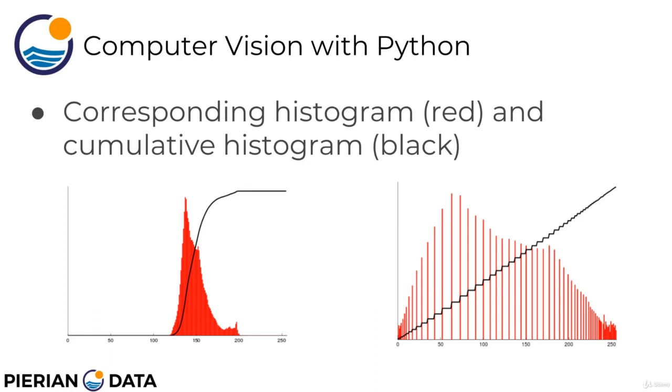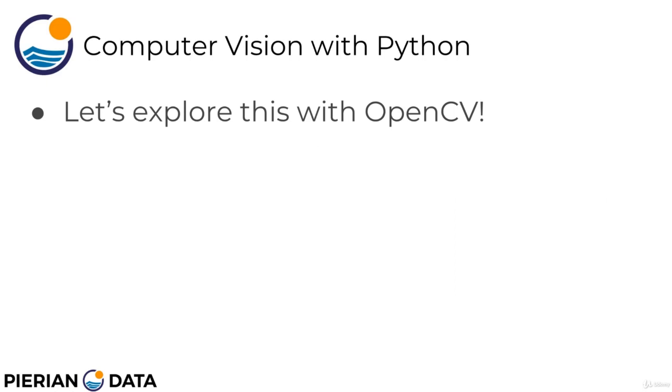So that's the actual real process, and the mathematics behind histogram equalization really focus on that aspect, making that cumulative histogram much more linear. Okay, so let's explore these concepts with OpenCV. Let's open up the Jupyter Notebook.